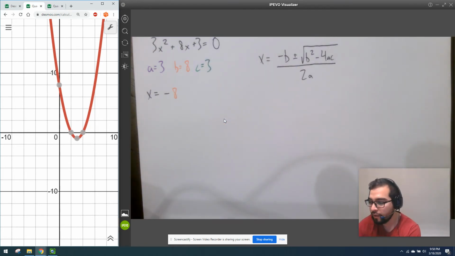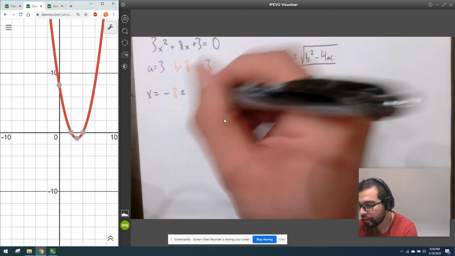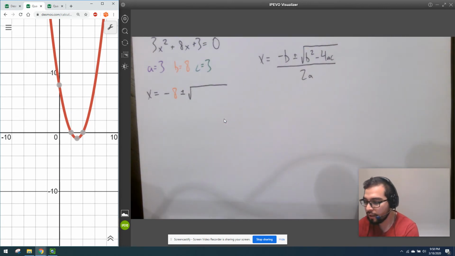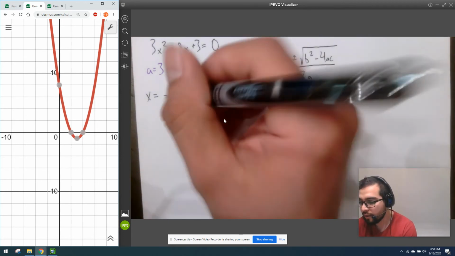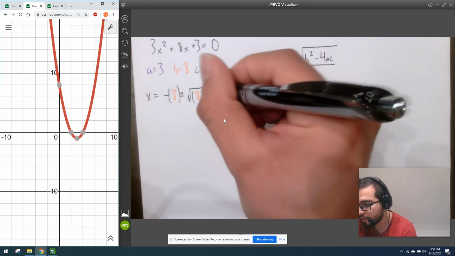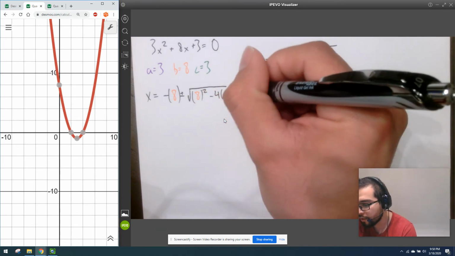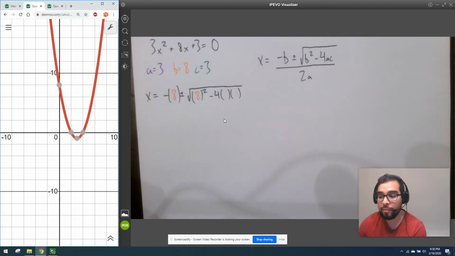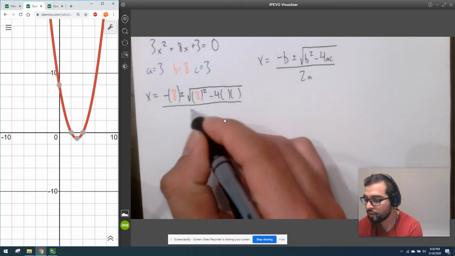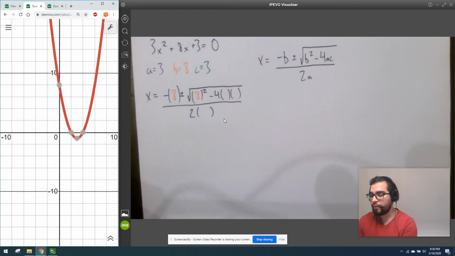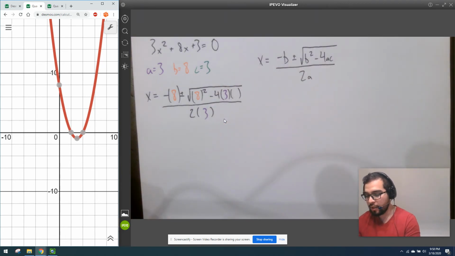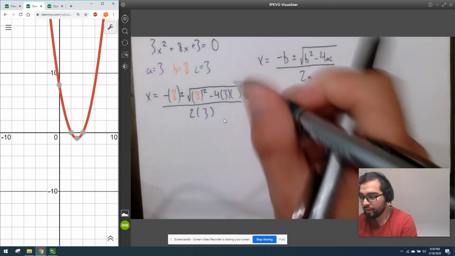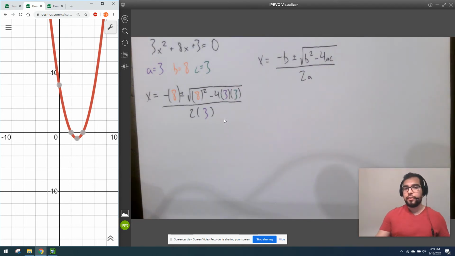Okay, the opposite of 8 plus or minus the square root of 8 squared. Now, earlier I did include parentheses, so I'm just going to go ahead and do that so I can keep it consistent. Minus 4 times something times something. I'm going to extend my square root, all over 2 times something right in here. All right, 4ac. A is 3, and c is also 3. All right, there we go.